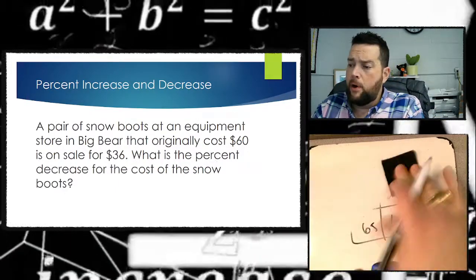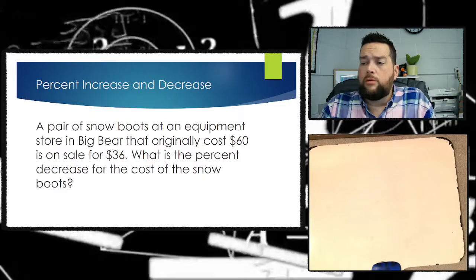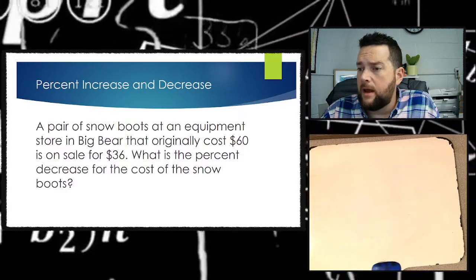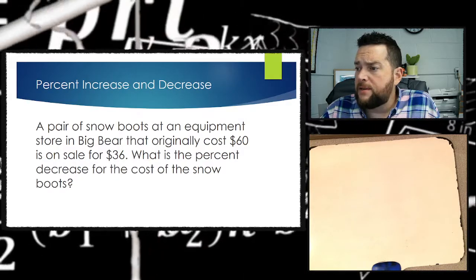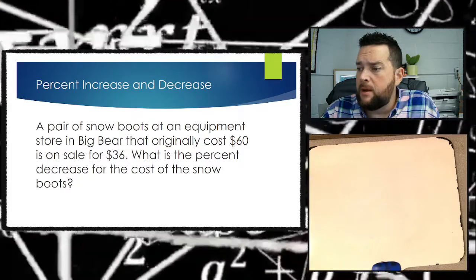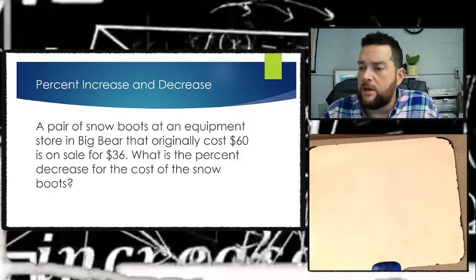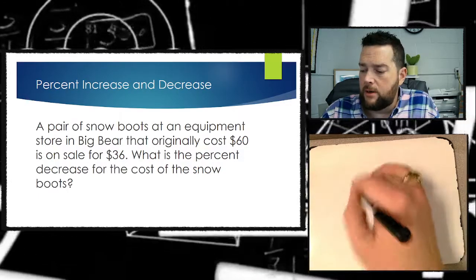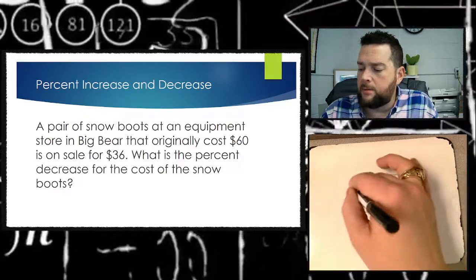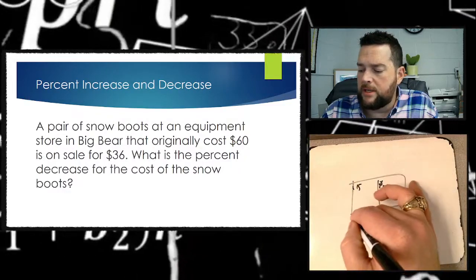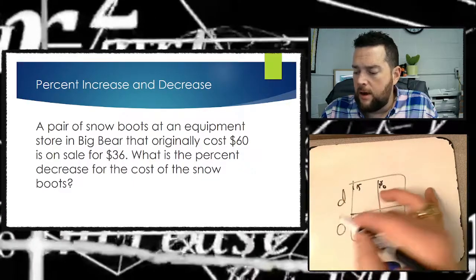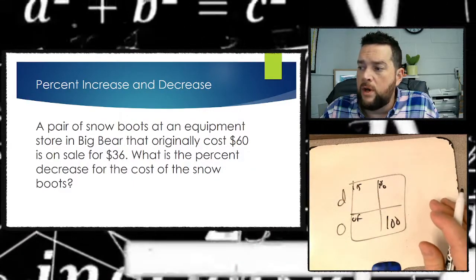Go ahead and pause this video. Go solve it yourself if you'd like, and then come back to see what the right answer is. A pair of snow boots at an equipment store in Big Bear that originally cost $60 is on sale for $36. What is the percent decrease? Again, percent box, because we don't see the word interest inside of a problem that involves percent. I see the word decrease, so I'm thinking of it in terms of difference over original.